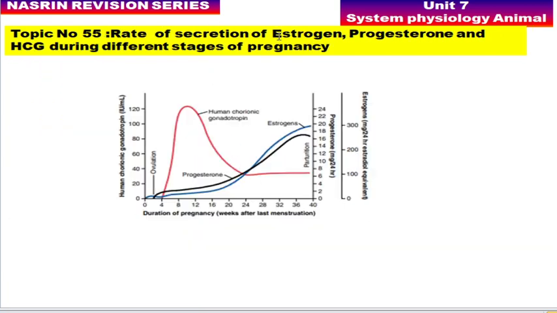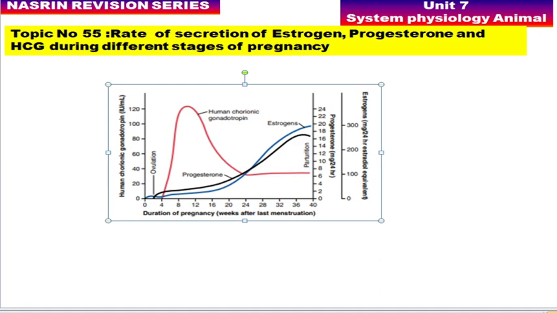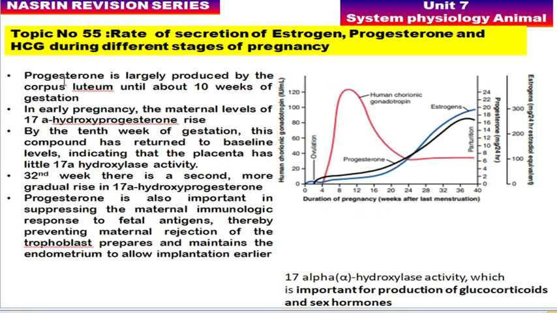Next, the rate of secretion of estrogen, progesterone and HCG during different stages of pregnancy. Please draw this diagram in your notebook. First, progesterone is largely produced by the corpus luteum until about 10 weeks of gestation. In early pregnancy, the maternal level of 17-alpha hydroxyprogesterone is elevated. This 17-alpha hydroxylase activity is important for producing both glucocorticoids as well as sex hormones. By the 10th week of gestation, this level has returned to baseline, indicating that the placenta has little 17-alpha hydroxylase activity.